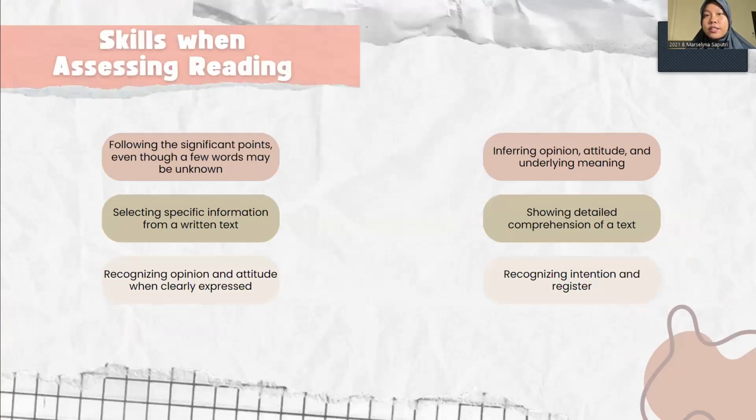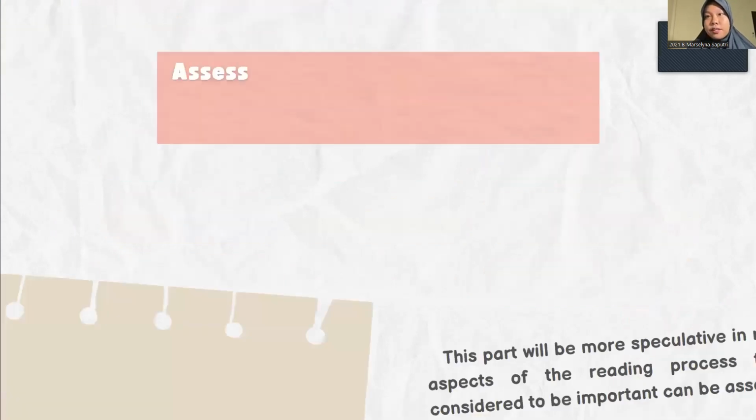These are the other skills when we are assessing reading. They have 6 points here. Okay, the next material will be presented by Anissa. Anissa?